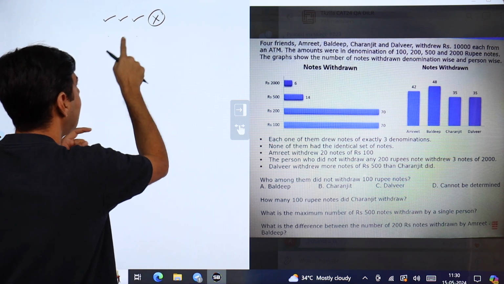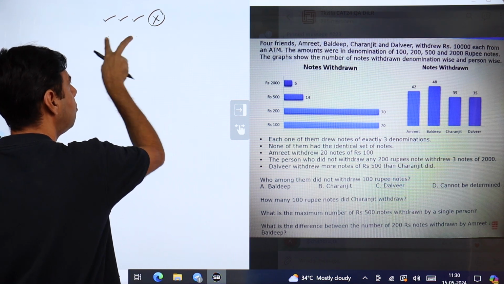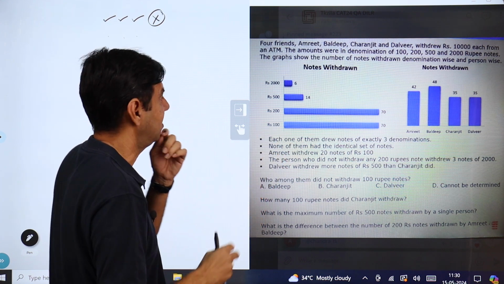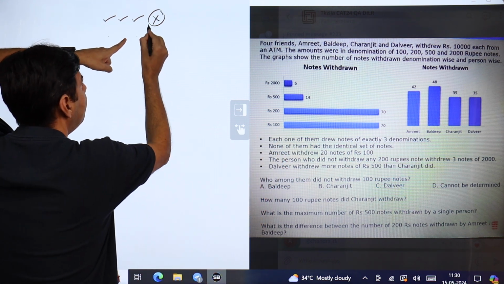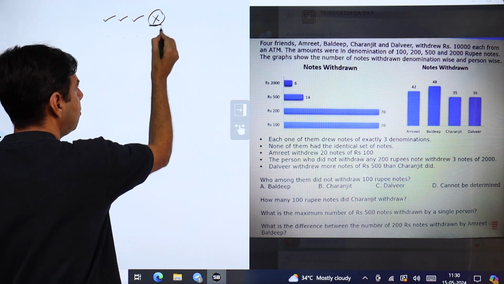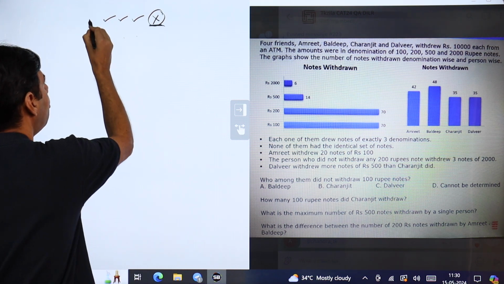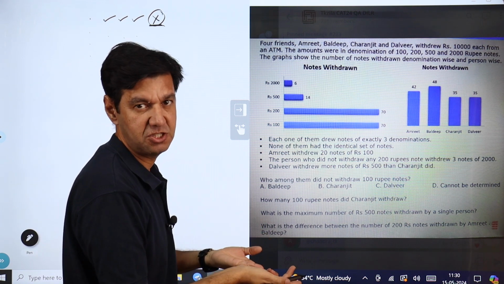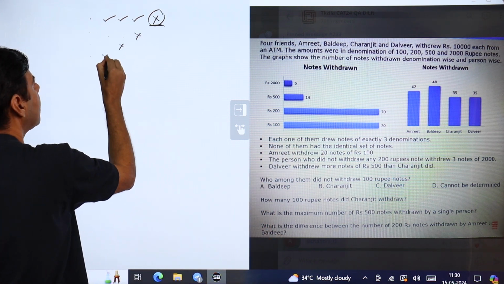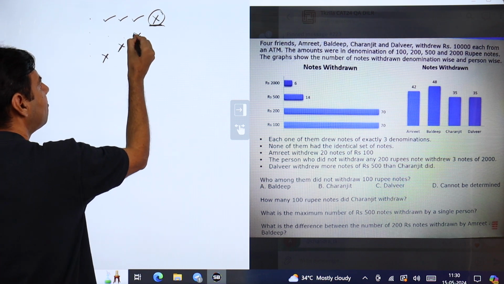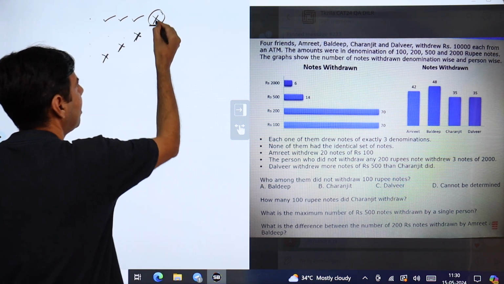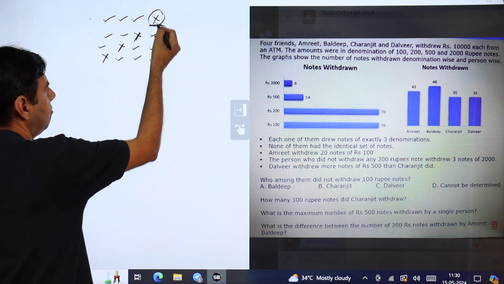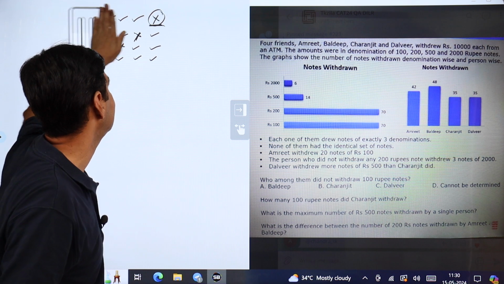Because if he would also not have withdrawn the 2000 note, then they would have an identical set of notes. The set of notes means the same denominations. So there are 4 denominations, one of them is not drawn out, and there are 4 friends, and the denomination that is not drawn out is different for each. So obviously that means one guy will not withdraw 100, one guy will not withdraw 200, one guy will not withdraw 500, one guy will not withdraw the 2000, right? So this would ensure that everyone has a distinct set.